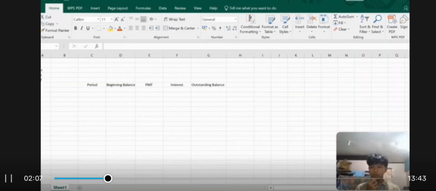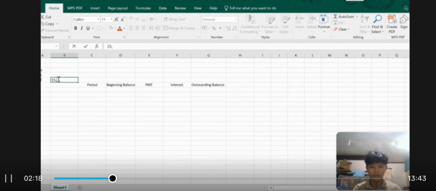So here in your Excel, guys, you need to input FV, which means the future value. PV means the present value. The NPER is your period, and then the rate, and then your PMT or your payment. So the value of your payment is 15,000 pesos. So you need to put currency on that.